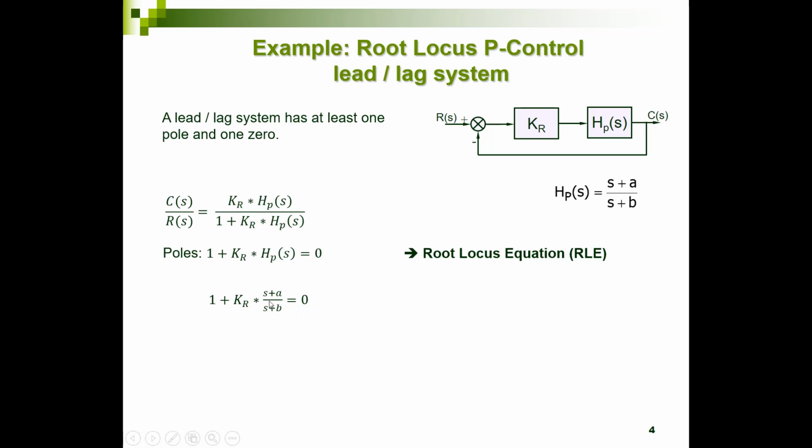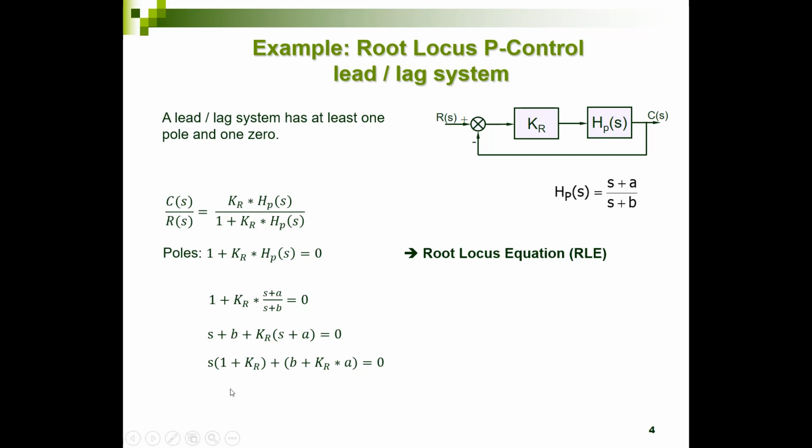We can get rid of this fraction by multiplying all the parts in this equation by S plus B. So then we get S plus B over here. This part of the equation will be kr times S plus A, and this stays 0 because 0 times S plus B is 0. Now we can put all the parts with the S together and all the constant parts, and then we get 1 times S plus kr times S, plus the constants B plus kr times A, is again 0.